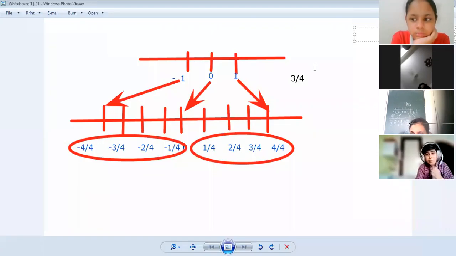Let's take one more example. Suppose you have to mark 3 by 4 on a number line. So what are you going to do? You will mark 0 here. 0 is in between. This is number 0. This is represented as 0.